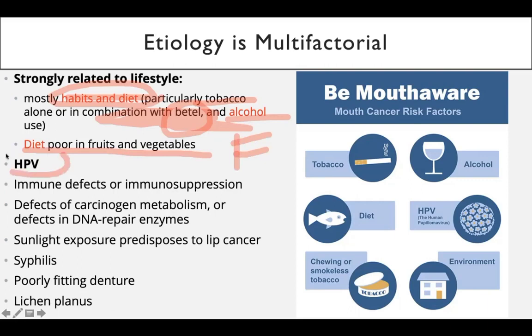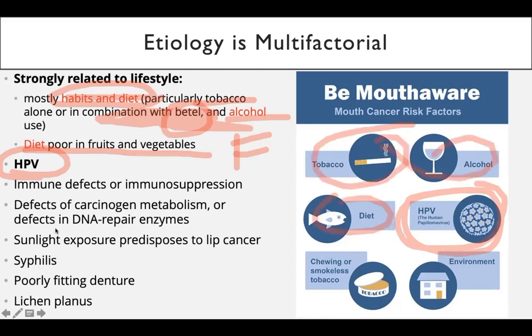Then we have HPV, human papilloma virus. Diet is covered, tobacco is covered, alcohol is covered. Then immune defects or immunosuppression can cause hidden reinfection, which can lead to lesions with ulcers and lumps, and overgrowth will change into tumor, and then it will become malignant.